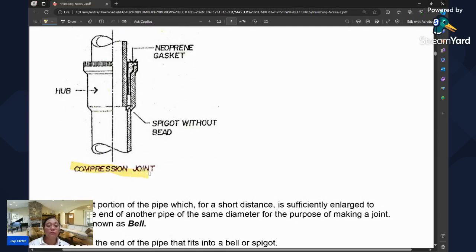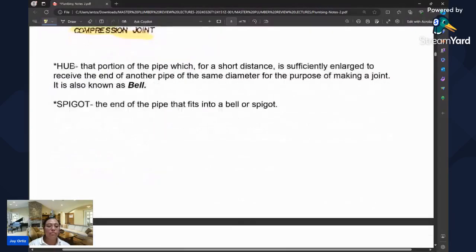We have also the compression joint. Ito po yung hub. Neoprene gasket. Ito po yun. And the spigot without bead. So, what is hub? Or we can also say that it's also a bell. It's the portion of the pipe which for a short distance is sufficiently large to receive the end of another pipe of the same diameter for the purpose of making a joint. We have also the spigot. It's the end of the pipe that fits into a bell or hub.